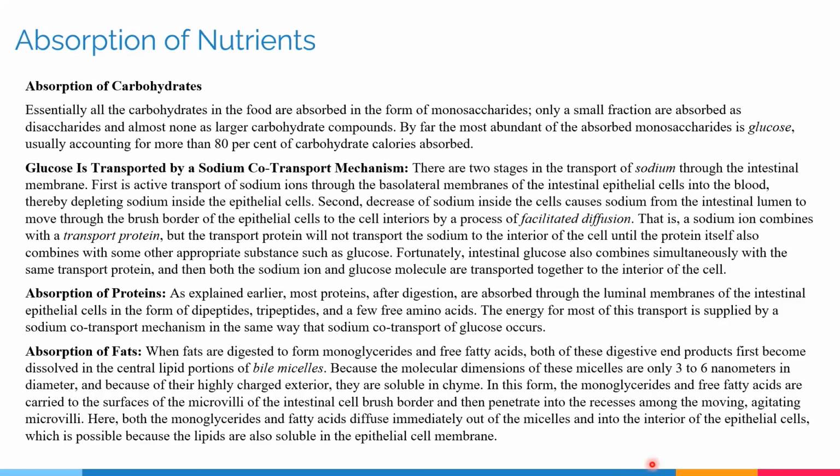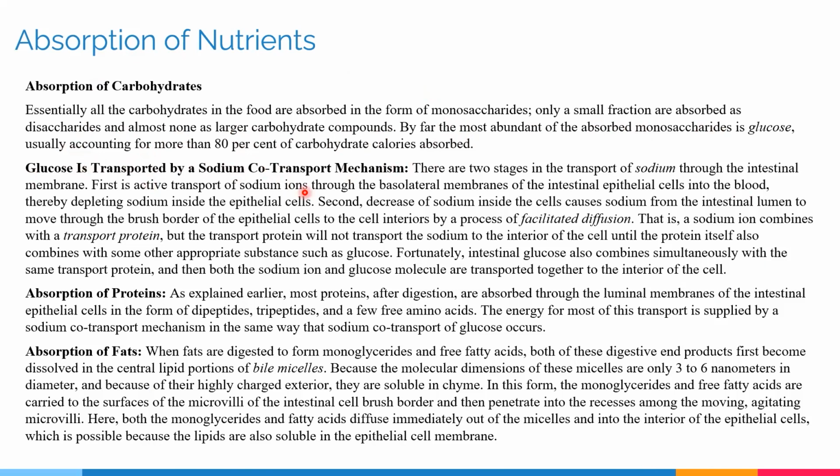Next, we have the absorption of other nutrients. First, we look into the absorption of carbohydrates. Essentially, all carbohydrates in the food are absorbed in the form of monosaccharides. Only a small fraction are absorbed as disaccharides and almost none as larger carbohydrate compounds. By far, the most abundant of the absorbed monosaccharides is glucose, usually accounting for more than 80% of the carbohydrate calories absorbed.